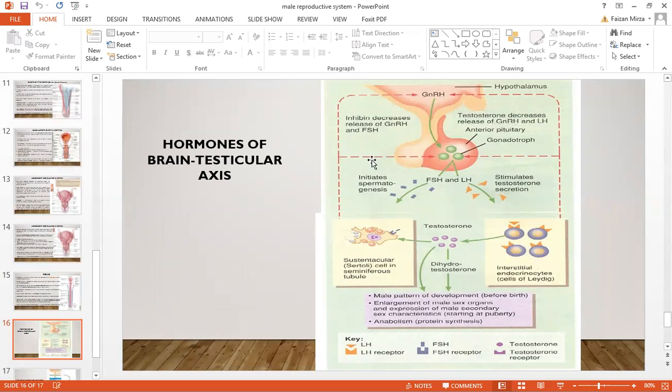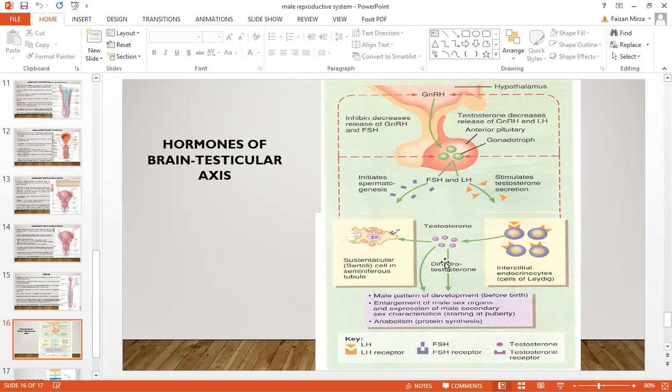The hormonal testicular axis involves gonadotropin releasing hormone, released from the hypothalamus. It stimulates the anterior pituitary gland, which has cells called gonadotrophs. They release FSH and LH. FSH is involved in initiating spermatogenesis. It acts on the sustentacular or Sertoli cells in the seminiferous tubules. LH stimulates the secretion of testosterone by the testicular cells, the Leydig cells. The Leydig cells are the ones that release this testosterone.